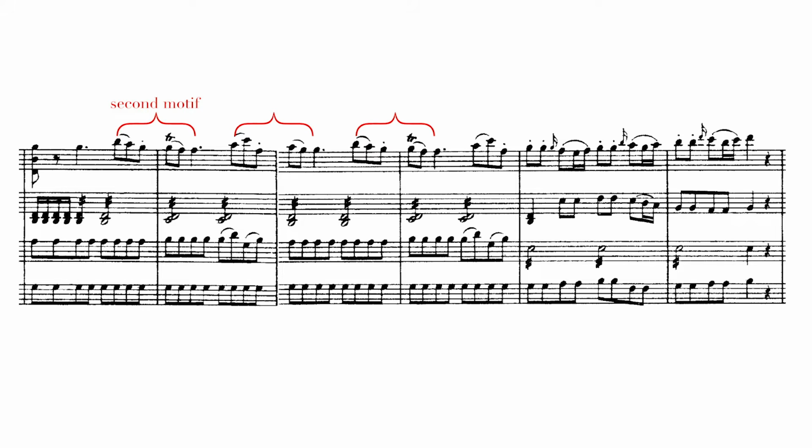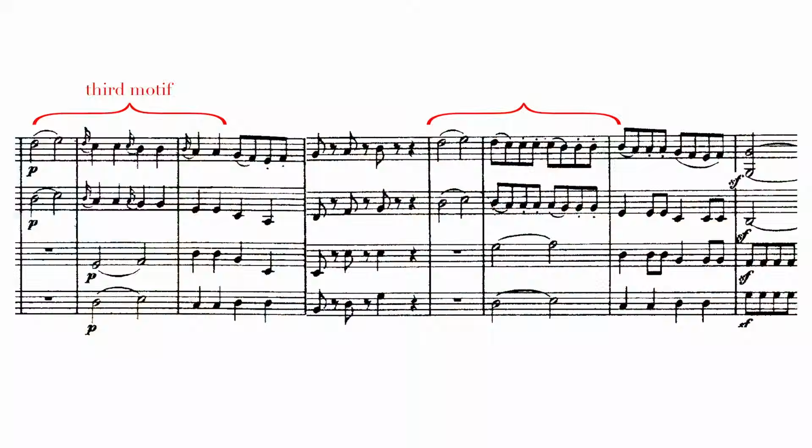We then have a second idea, which is based on a second motif. And finally, we have a closing idea, which is based on a third motif. This completes the A theme for the piece, and it sends us off into the transition.